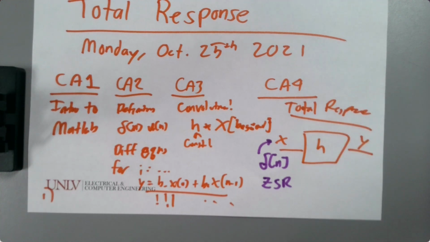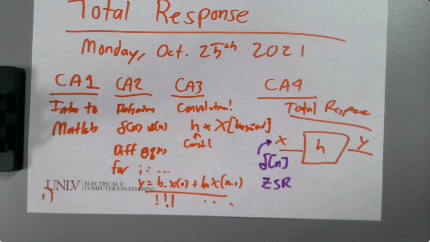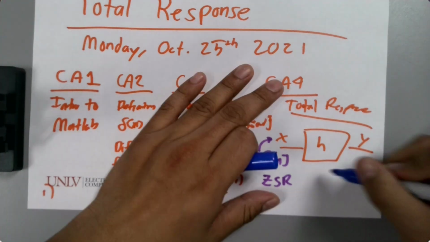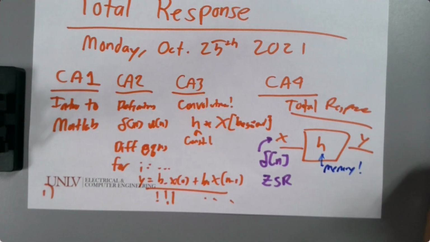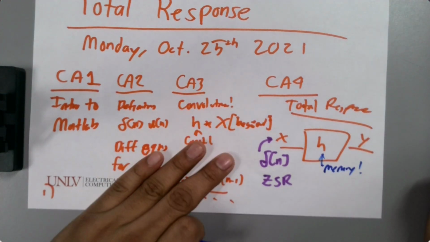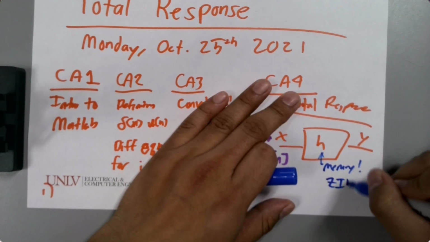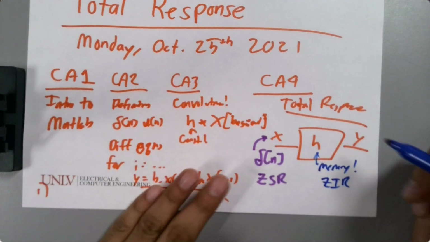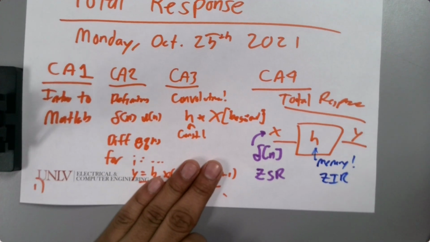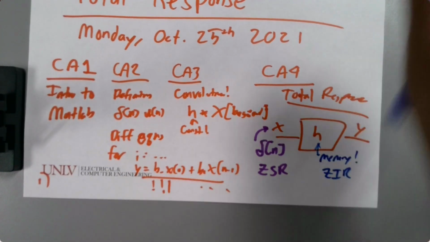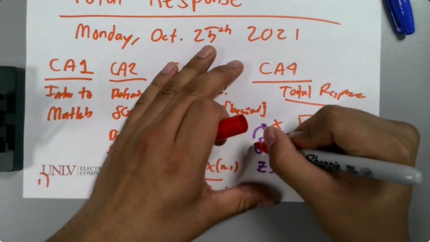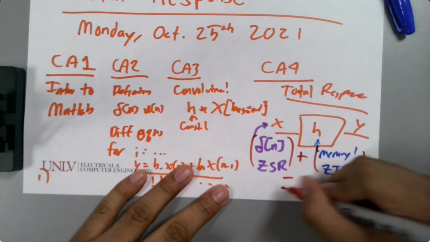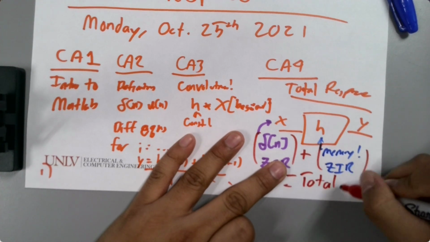Okay. And then the other part is, okay, we have our system, it's built, but let's say it's got memory in it. Then what is the response due to no input? That's the ZIR, the zero input response. So there's no input, we're just looking at the memory. What's the output? But then when we add these two together, this plus this, we get a total response.